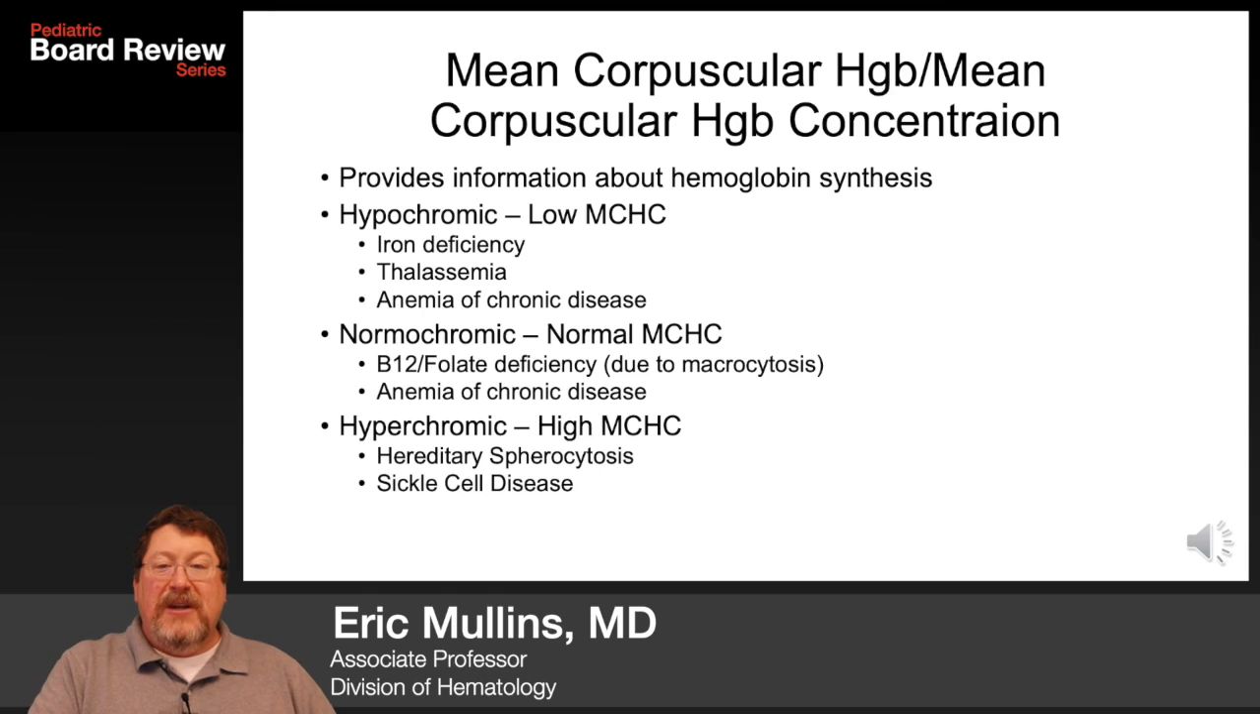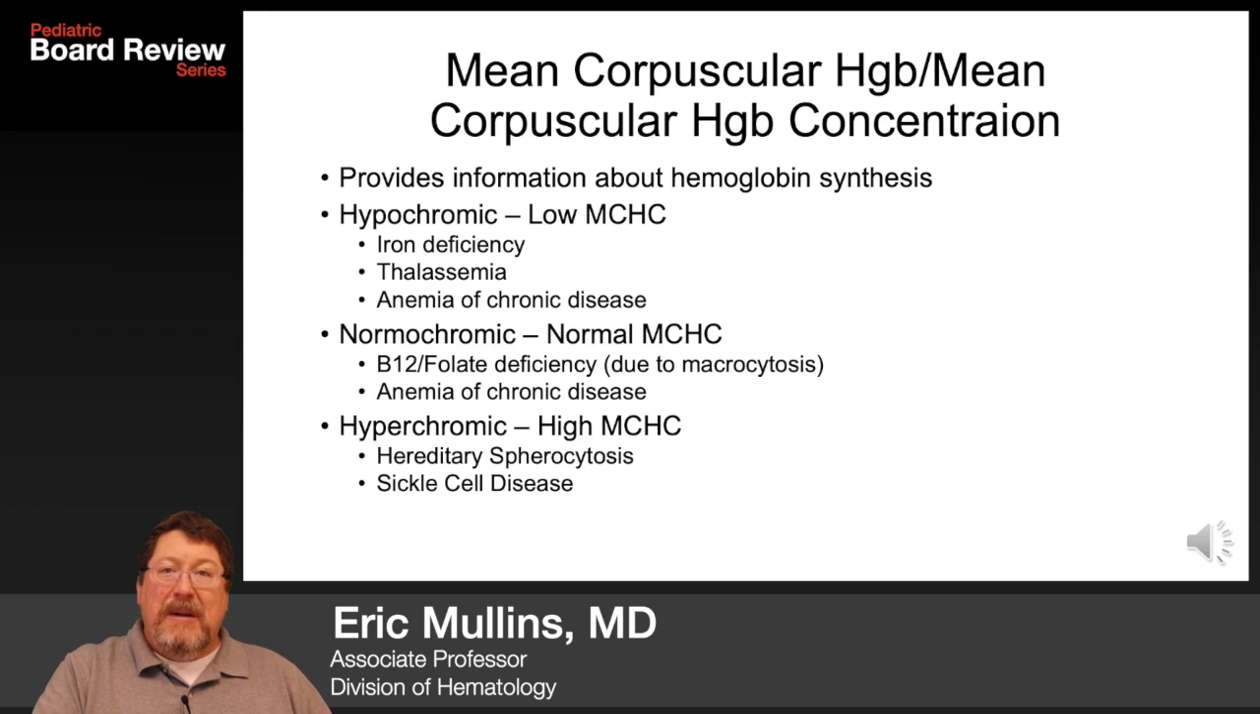And then the mean corpuscular hemoglobin concentration provides you a little more information directly about hemoglobin synthesis. So if your MCHC is low, we refer to that as being hypochromic. So a low MCHC would tell you iron deficiency, thalassemia, or anemia of chronic disease. Normochromic, meaning a normal MCHC, would be associated with either B12 deficiency or folate deficiency, and the reason those are normal, even though there's a problem with red blood cell synthesis, is due to macrocytosis of the red cell. And then anemia of chronic disease may also be normochromic or hypochromic.